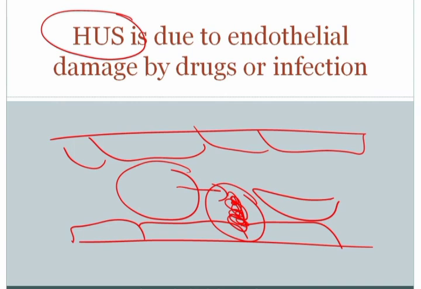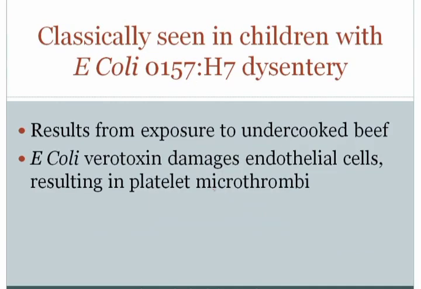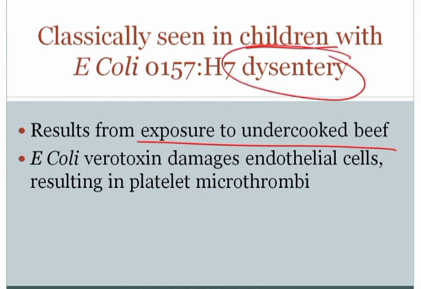Now the next discussion is who gets E. coli O157:H7. Well, that's classically seen in children who get exposure to undercooked beef. That's the way by which this bug can arise. That results in a dysentery in which they get mucousy diarrhea, and again, that's due to E. coli O157:H7. Again, I told you that the bug produces a verotoxin which damages the endothelial cells, resulting in platelet microthrombi. Interestingly, the most recent understanding of this particular disorder is that verotoxin, by damaging the endothelial cells, also decreases the amount of ADAMTS13.